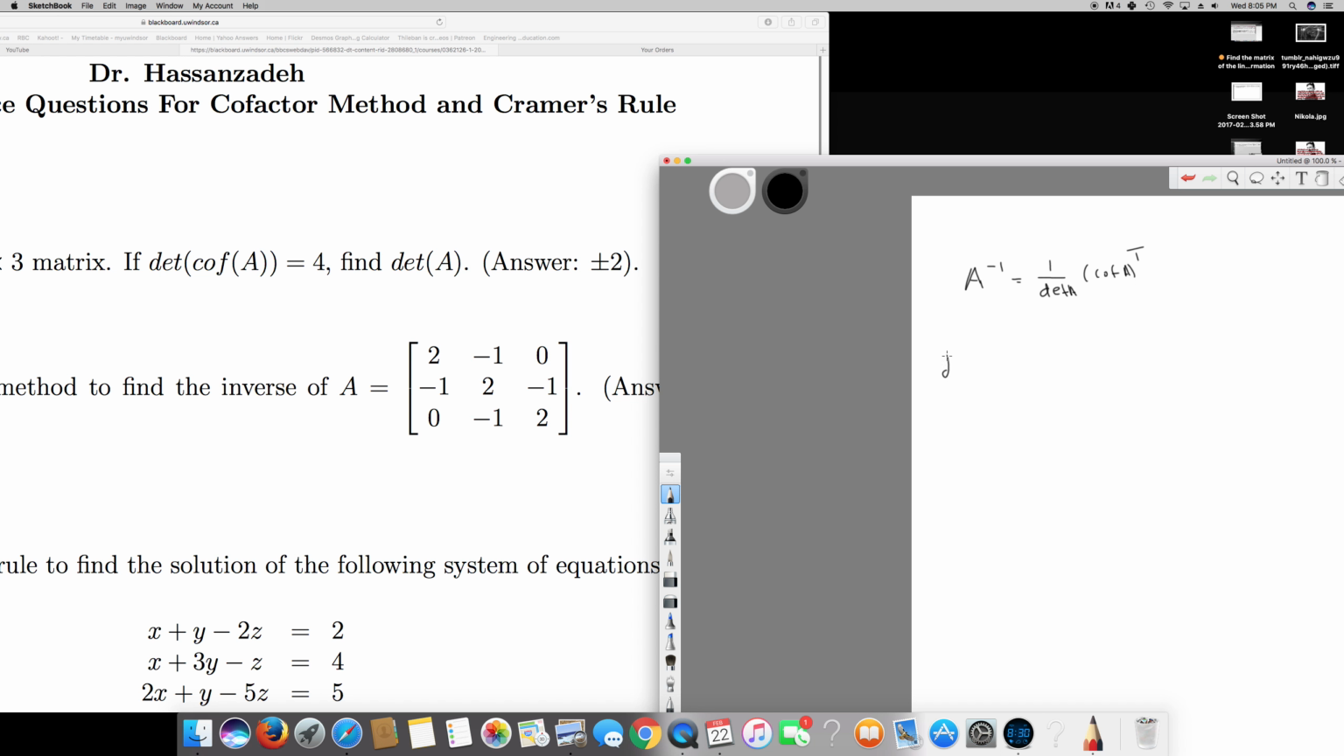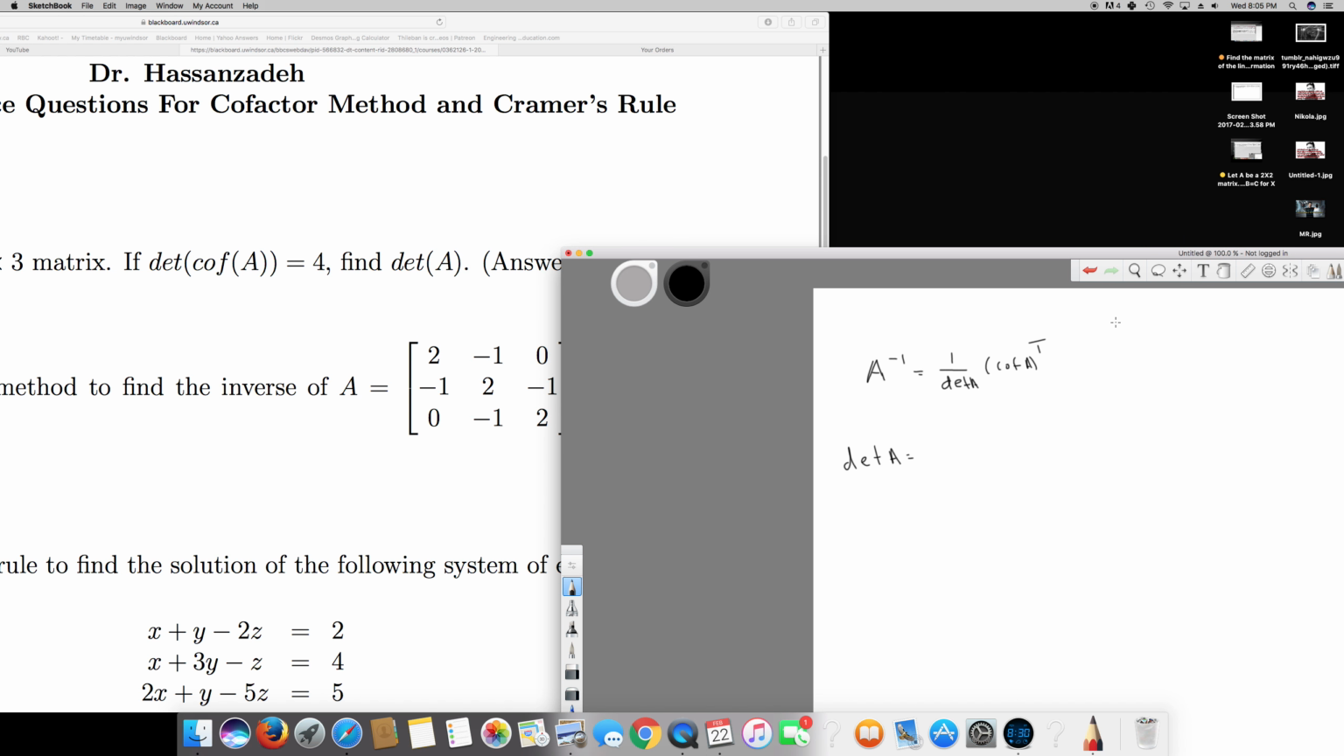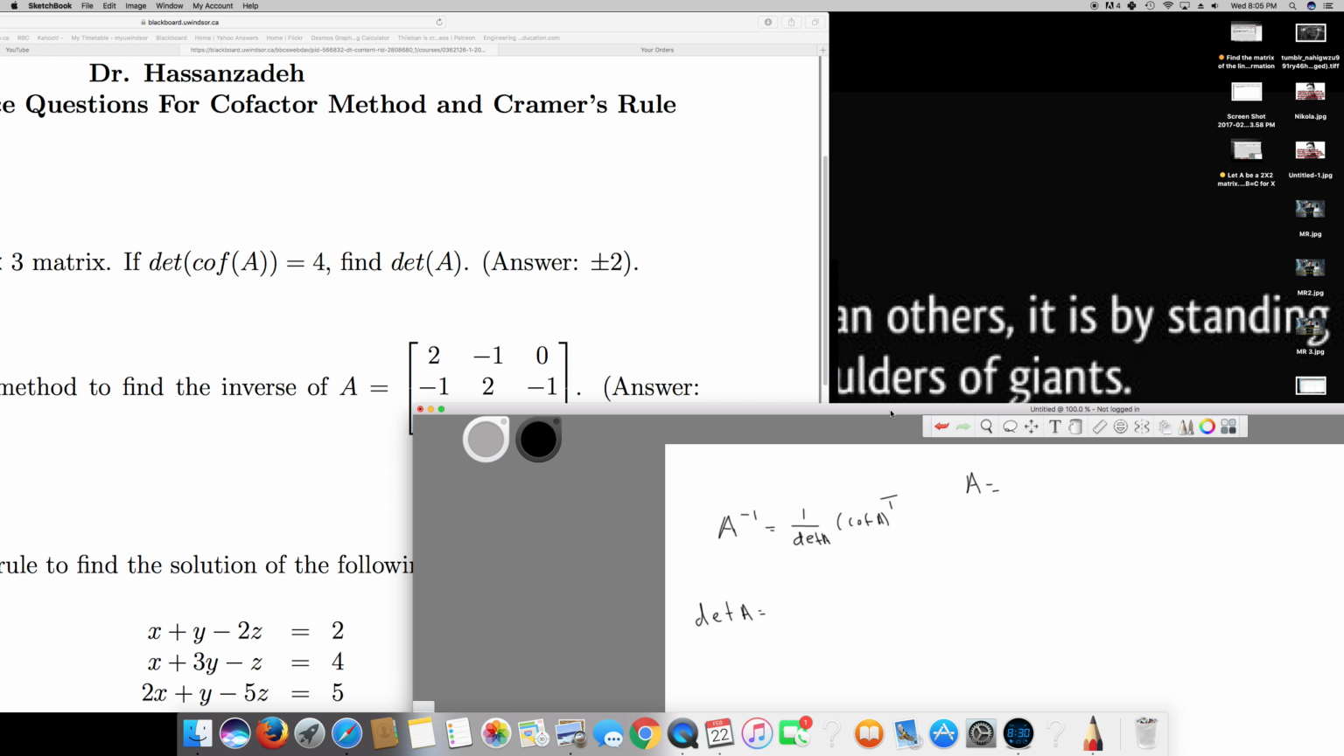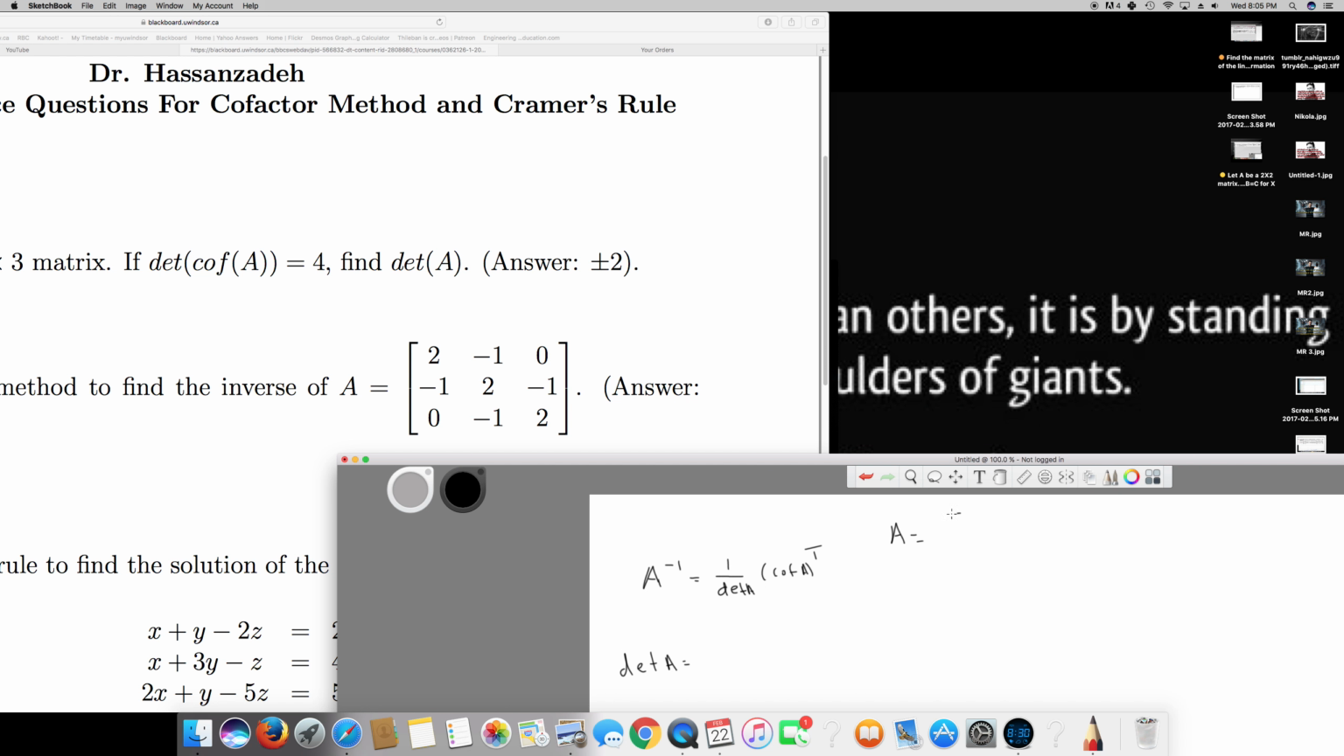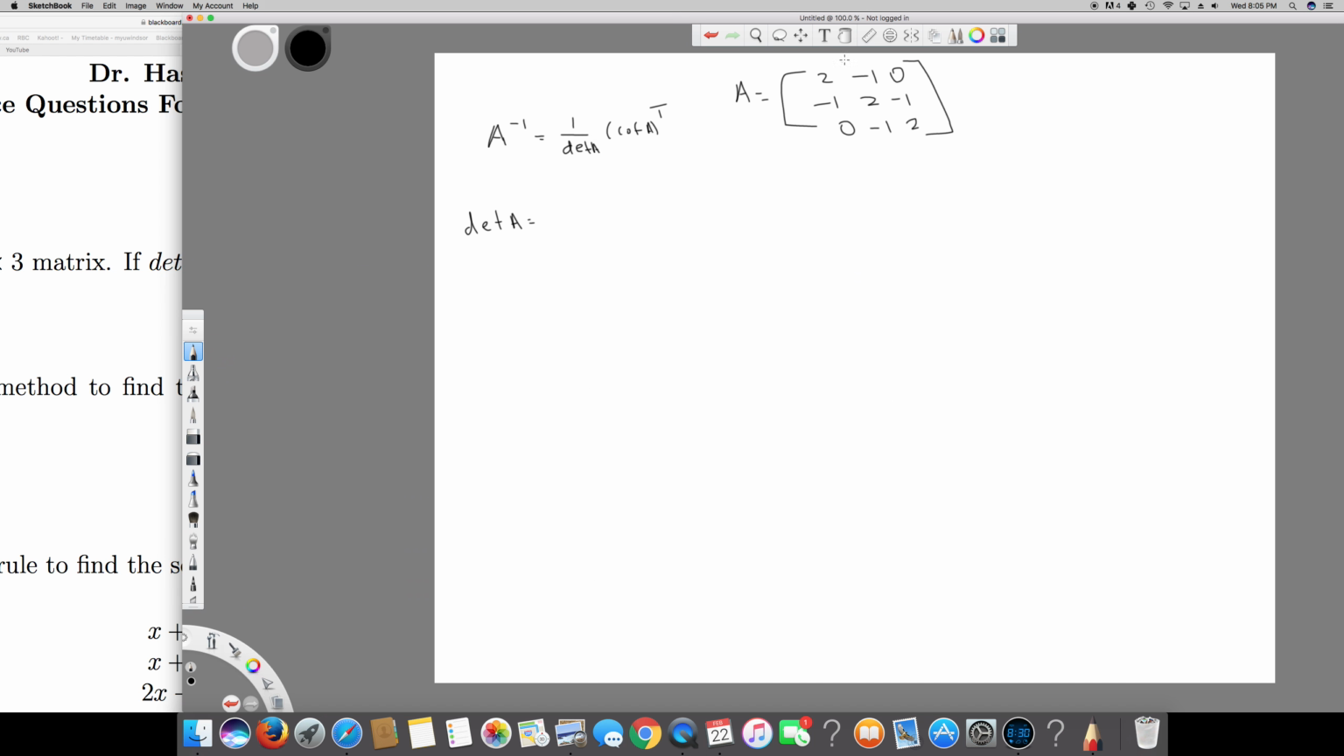So determinant of A is going to be, for example, I'm copying this A down, so everything will be easier. 2, minus 1, 0, minus 1, 2, minus 1, 0, minus 1, 2. So this is my A. Now let's solve this. To find the determinant of A, first of all I have to put the plus minus plus sign here.